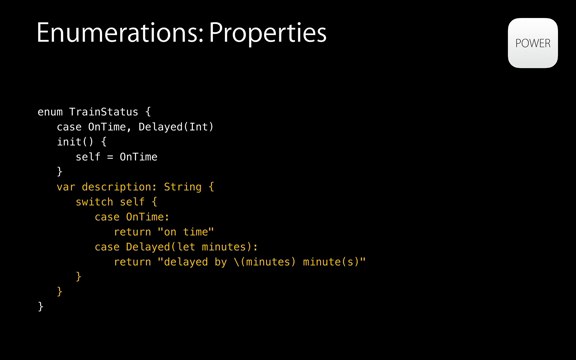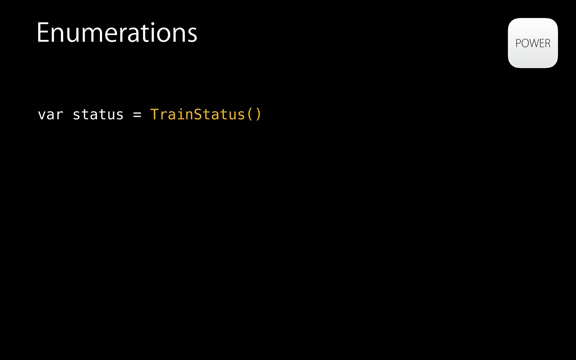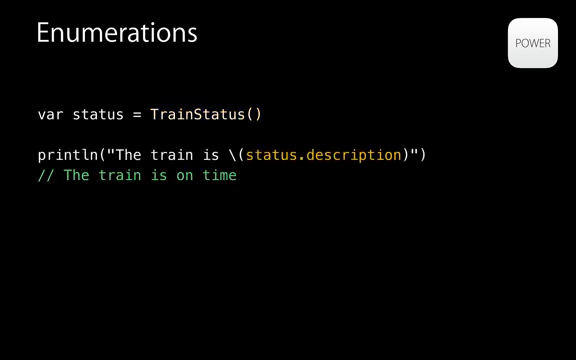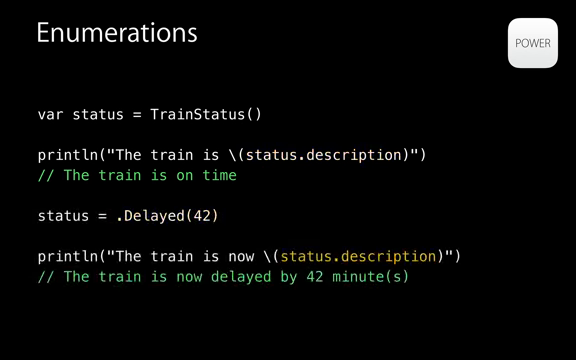So enumerations are hugely powerful here. How do I work with this thing once I've done this? Well, now I can declare it with status equals TrainStatus parens. That will give me an on-time status by default. So if I print the description, it will say it's on time, but then it gets delayed. And so I can set the delay. And now when I call description, it will give me delayed by 42 minutes.